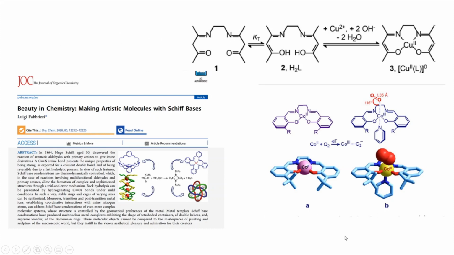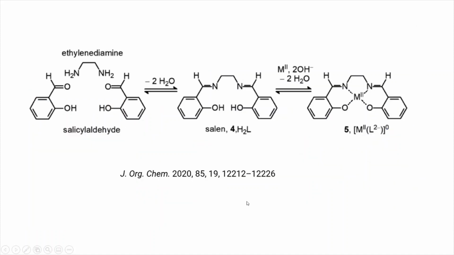So here is one example. If you are interested, you can read this paper, Beauty in Chemistry: Making Artistic Molecules with Schiff Bases. I just found this paper and was thinking of showing some of the nice, beautiful molecules made by making the Schiff base. So here is this kind of Salen type compound, not Salen actually, this kind of ligand in the Schiff base, and if you use copper ion, it forms this copper complex, and similarly the Salen molecule with copper forms these kinds of nice molecules. There are some more examples here.